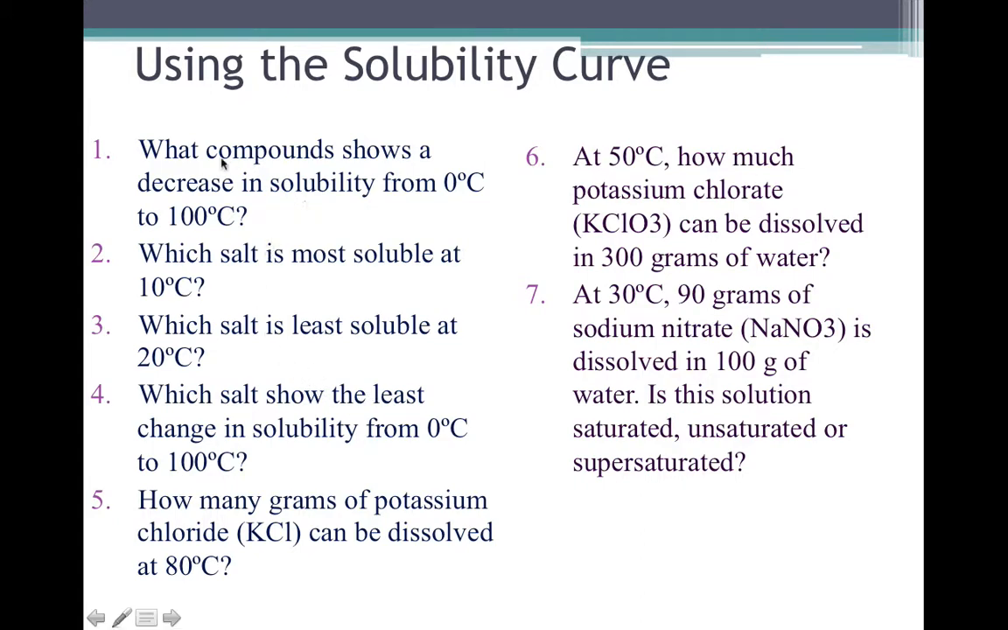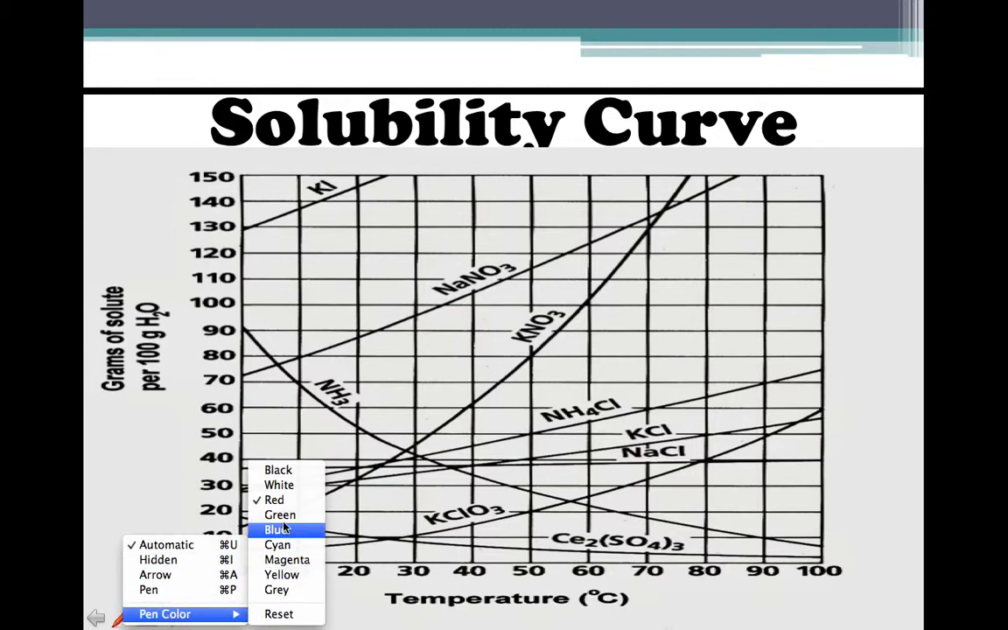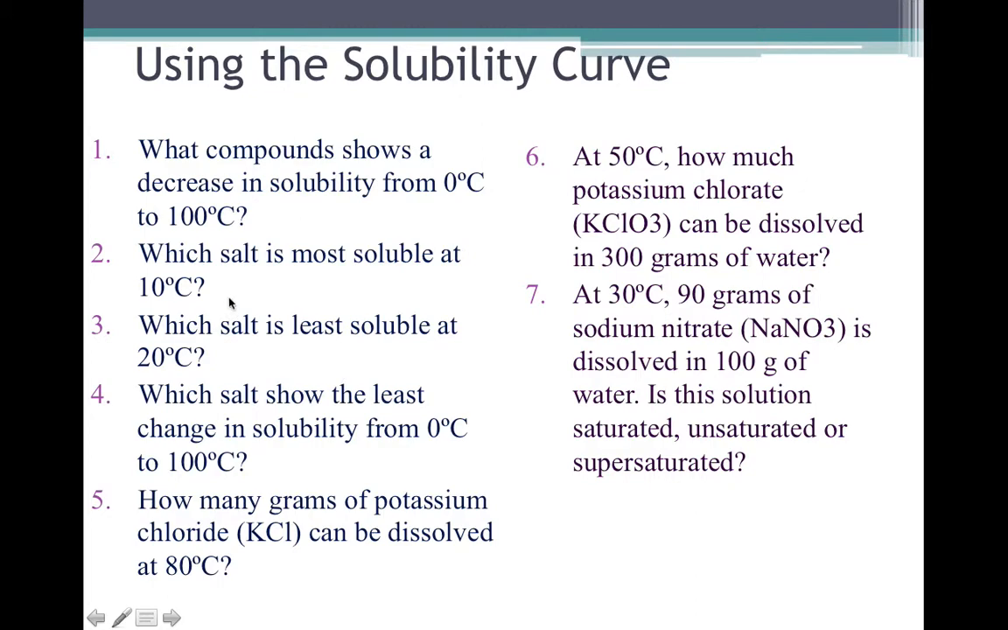The first question asked, what compounds show a decrease in solubility from 0 to 100 degrees Celsius? So when I go back in here, a decrease. When I look at the graph, I want it over temperature to be going down. So when I look at this line and I want to see a decrease, the compound up here that is decreasing, going down as temperature increases, is this one right here, NH3. Okay, all right, so let's go to the next question.